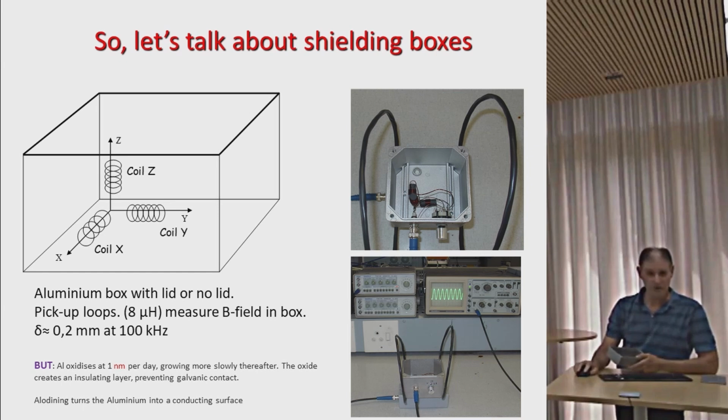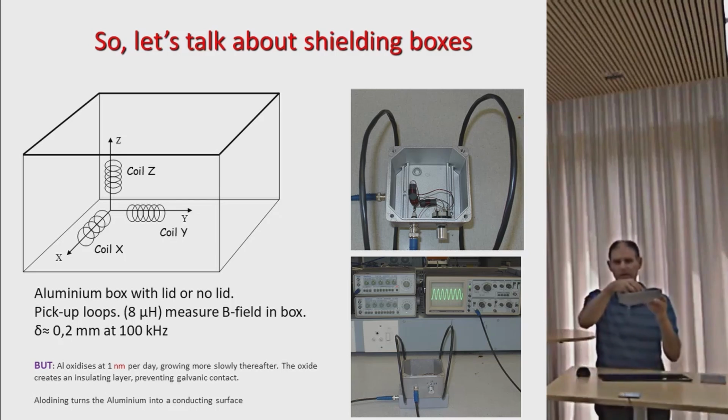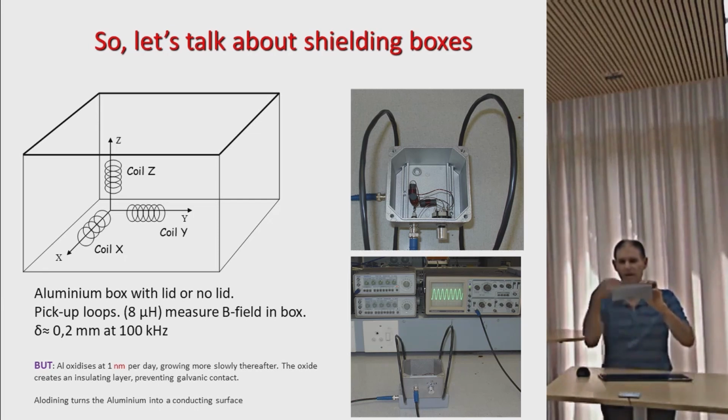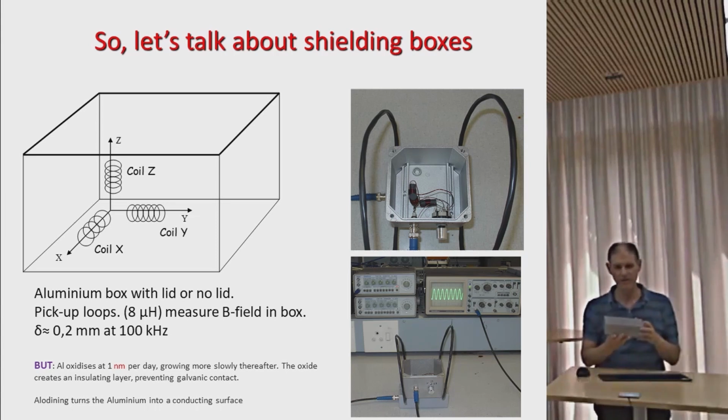It grows more slowly afterwards, and the oxide that it creates is an insulating layer. So what you might do is build some electronics, clean the aluminium up, put the electronics in the box, and seal the box up nicely like this. Currents flow on the outside of the box because they can't get in, because there's nice conductivity. But a day later, you discover that the box is not shielding things so well.